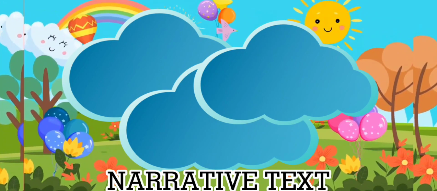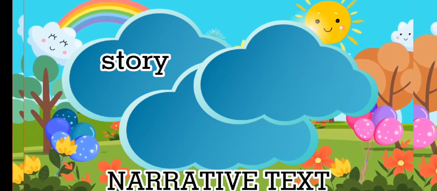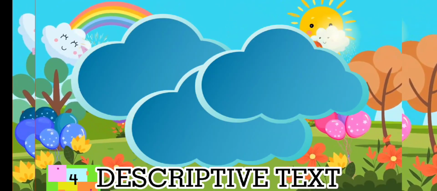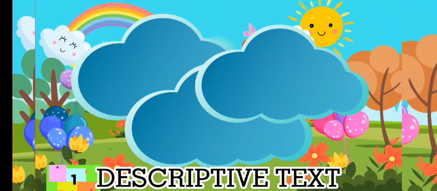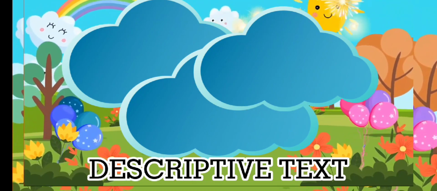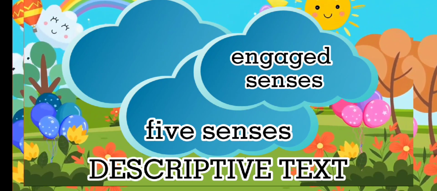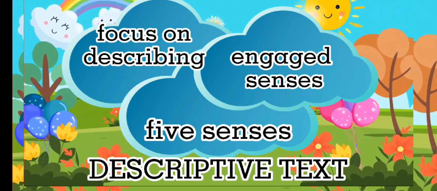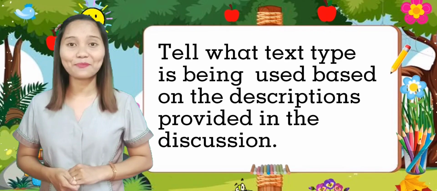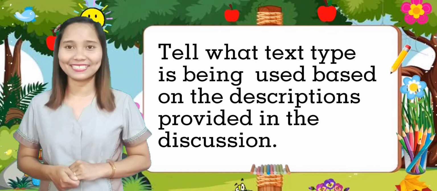The words which can describe narrative texts are story, setting, and characters. The words which can describe descriptive text are 5 senses, engage senses, and focus on describing. Your last assessment is to tell what text type is being used based on the descriptions provided in the discussion.